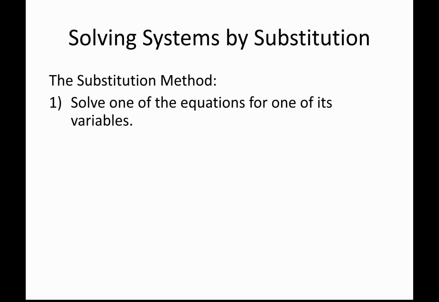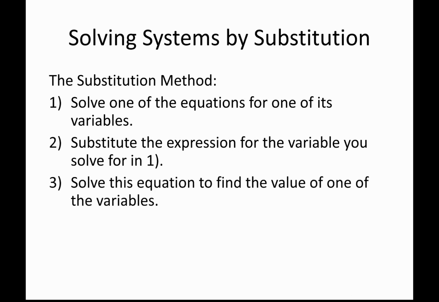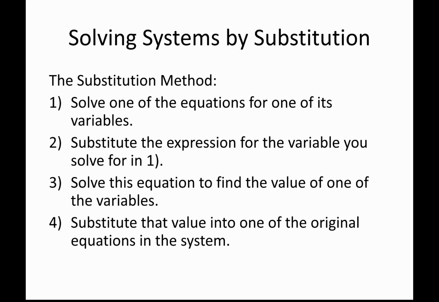Step one, you will solve one of the equations for one of its variables. Sometimes you'll be given a system that already has one of the equations in that form, so you might have some examples in which step one has already been addressed. Step two, you will substitute the expression for the variable you solved in step one. Step three, we will solve this equation to find the value of one of the variables, and then we'll substitute it back into the original system in order for the other variable's value to pop out for us.